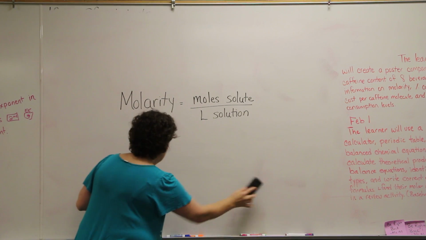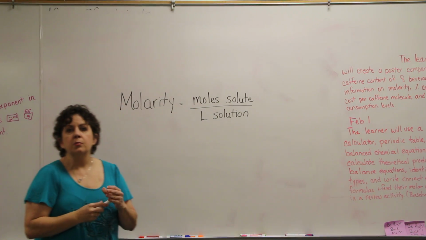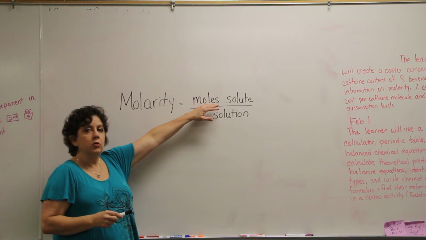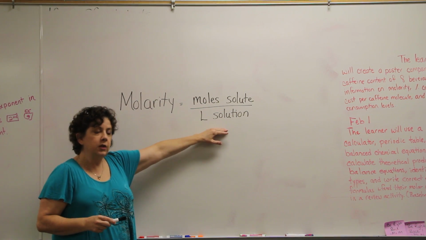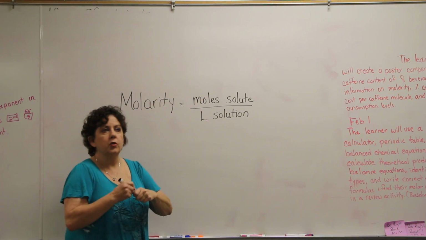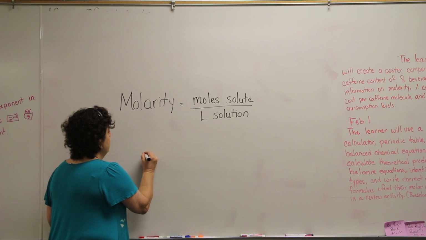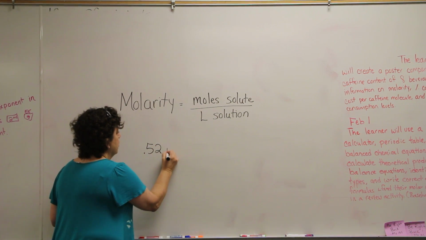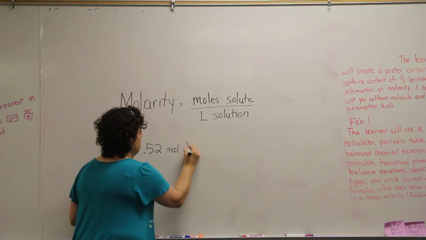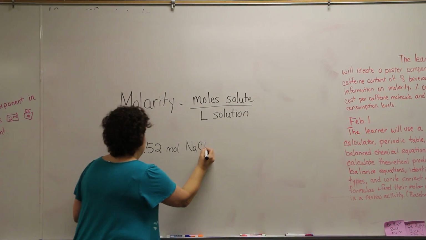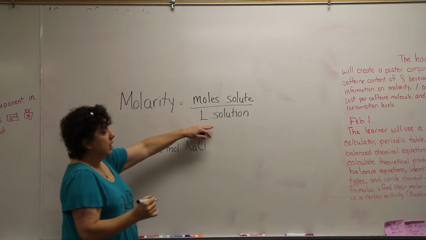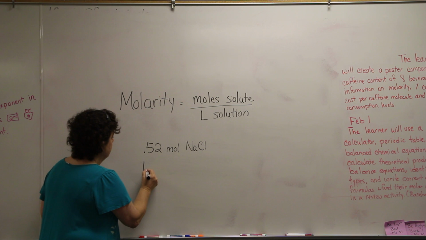So how do you calculate molarity? The easiest molarity problems give you units of moles, give you units of liters, and then all you have to do is divide. So say you had 0.52 moles of sodium chloride, and it was in a total volume of 1.6 liters.